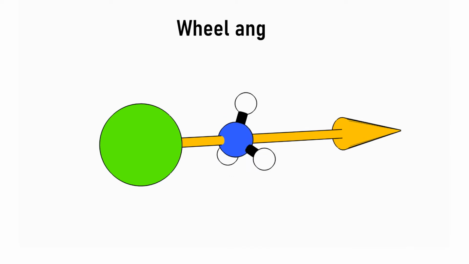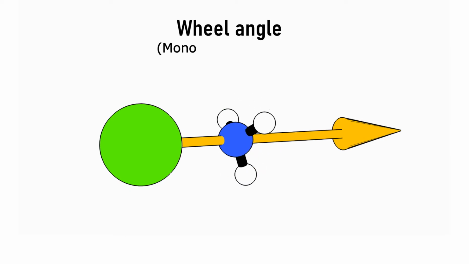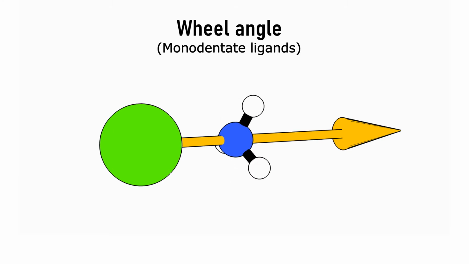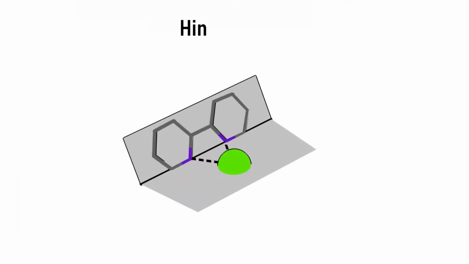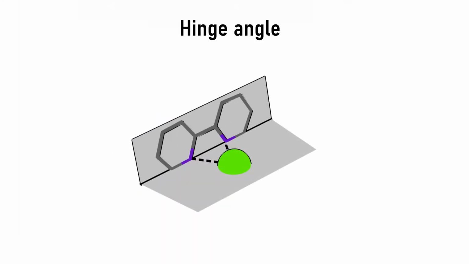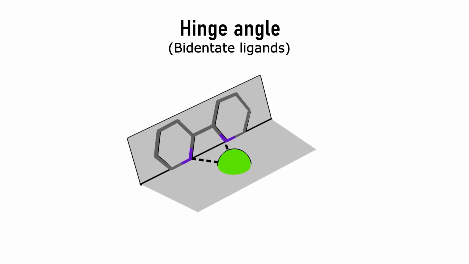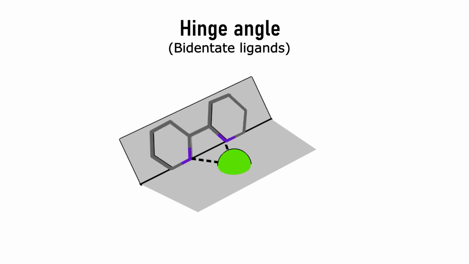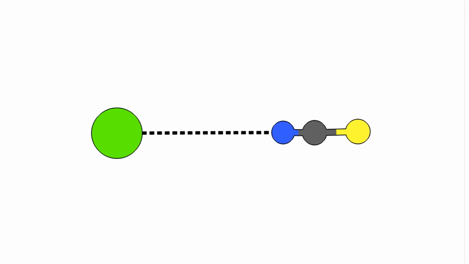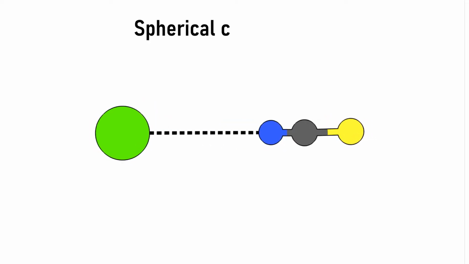Then, the wheel angle, which is a degree of freedom proper to monodentate ligands. And the hinge angle, which is a degree of freedom proper to bidentate ligands. Finally, movements of the ligands along the various spherical coordinates.